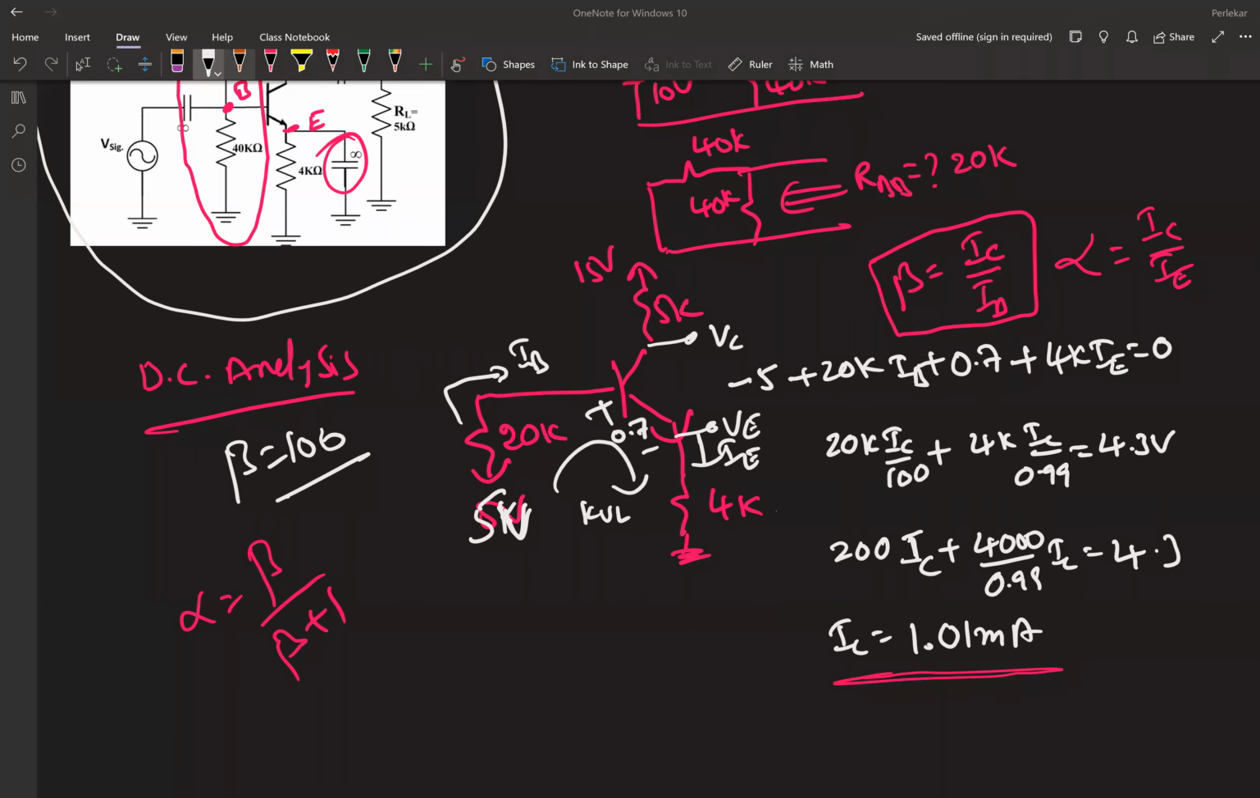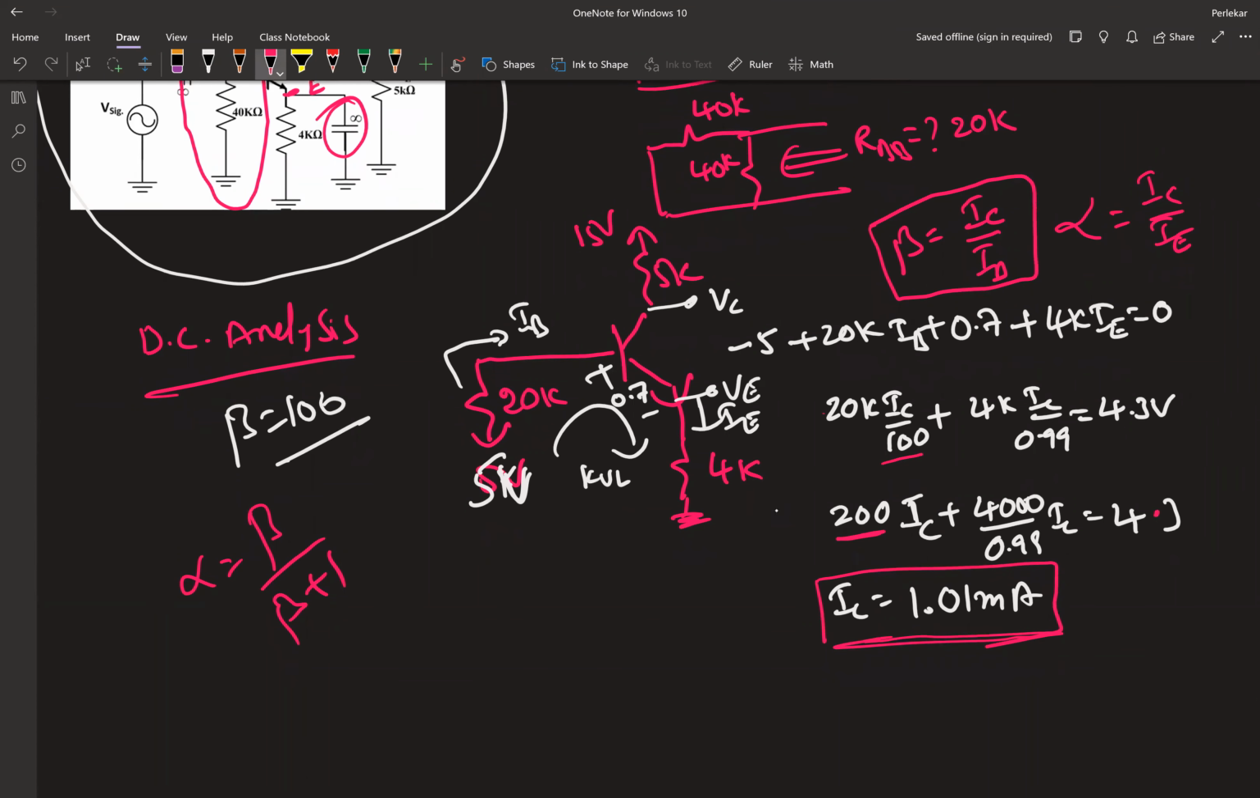Okay, sorry, looks like I made a mistake here. So 20K divided by 100 is going to be 200 IC. And 4,000 divided by 0.99 equals 4.3. So IC ends up as 1.01 milliampere, not 0.7 as I mentioned in the previous case. So IC, we found, is 1.01 milliampere.